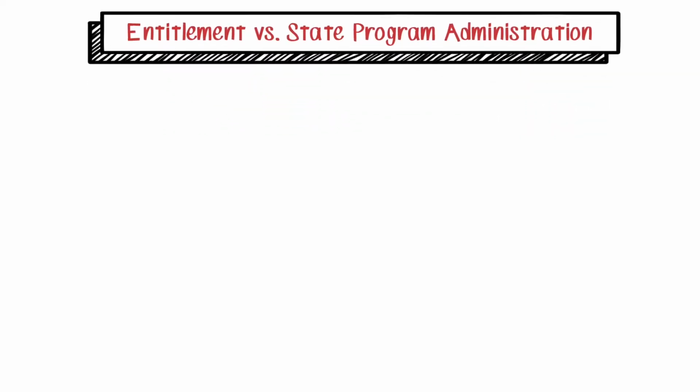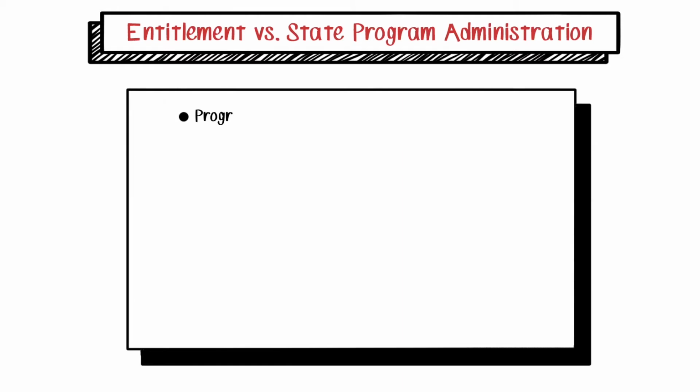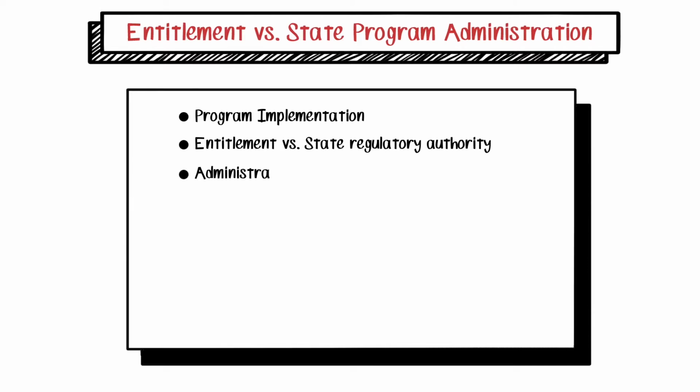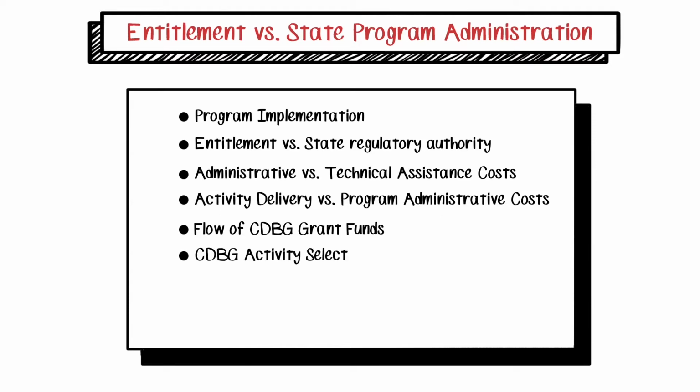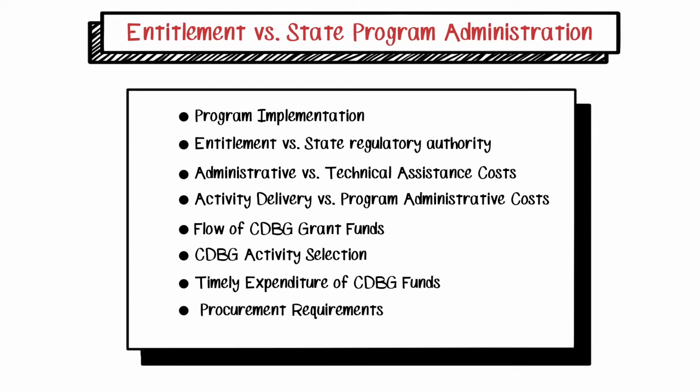The topics we will cover include Program Implementation, Entitlement versus State Regulatory Authority, Administrative versus Technical Assistance Costs, Activity Delivery versus Program Administrative Costs, Flow of CDBG Grant Funds, CDBG Activity Selection, Timely Expenditure of CDBG Funds, and Procurement Requirements.